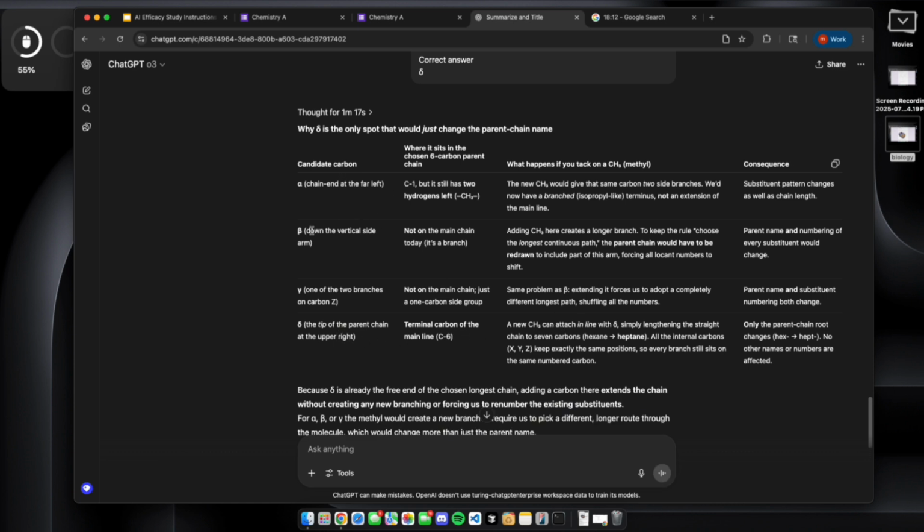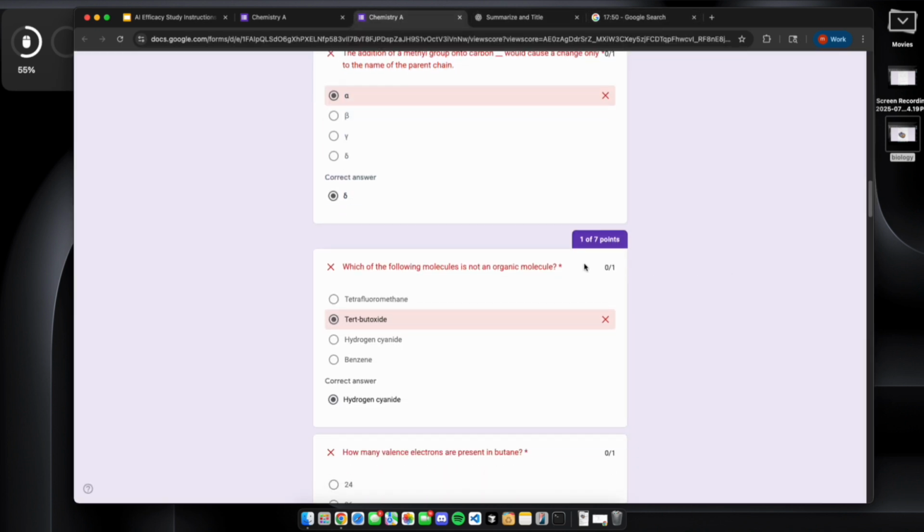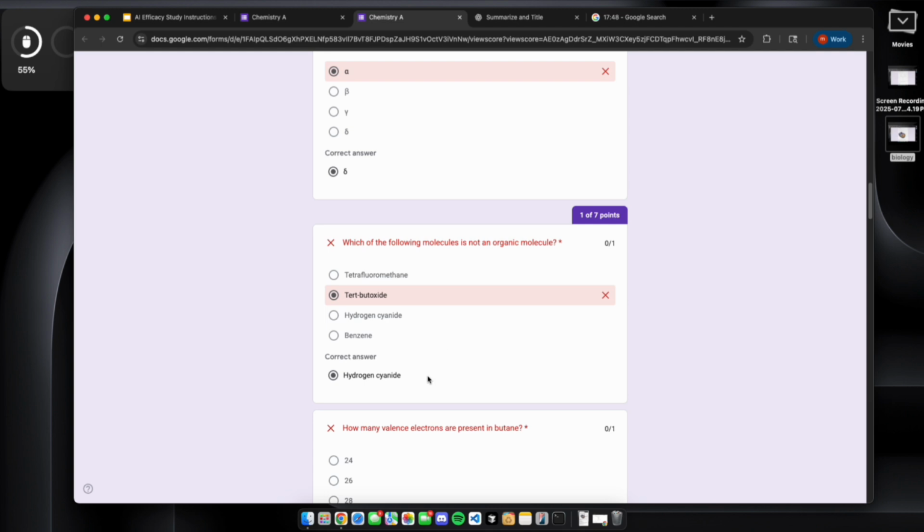A chain end at the far left, B down the vertical sidearm, Y one of the two branches on carbon Z, the tip of the parent chain at the upper right. Terminal carbon of the main line. Only the parent chain root changes. No other names or numbers are attached. Okay, so it's kind of like an outlier, so that's why. Okay, this is kind of confusing.